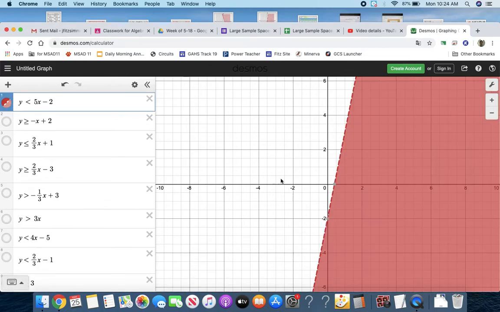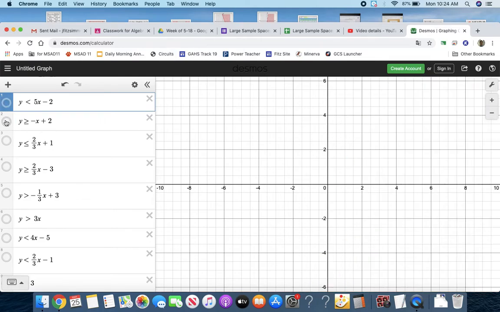It started at -2, it went up 5 over 1, and that's how it was able to make this graph. Here you can see the point. And it's shaded below because it was less than, and it's a dotted line. So that's what we were doing last week. But the new thing about this week is you're going to have a second inequality graphed on top of it.